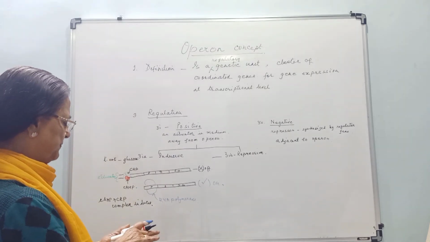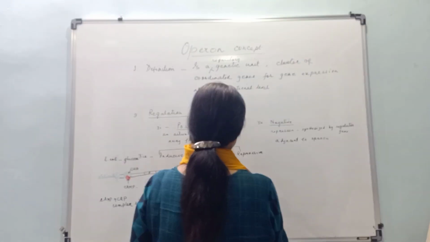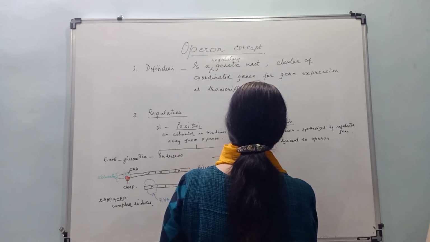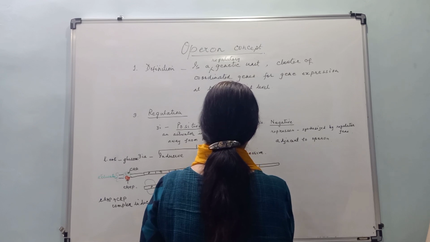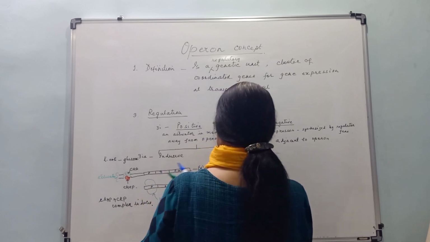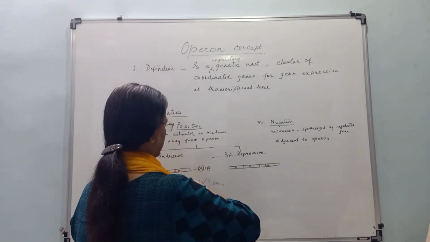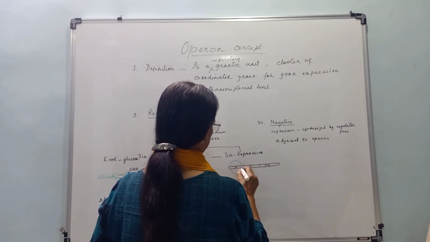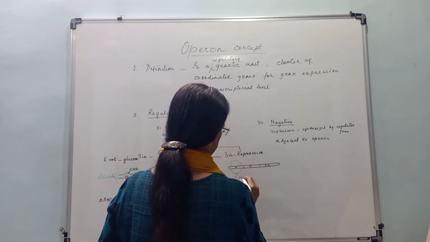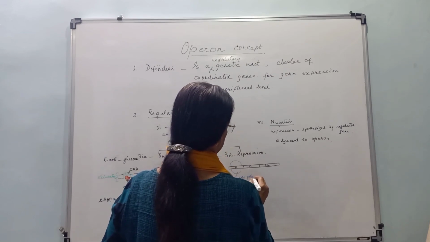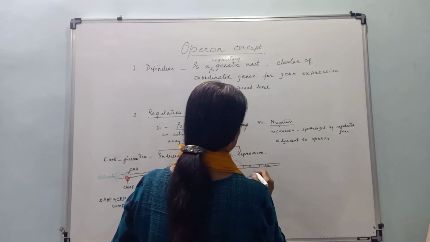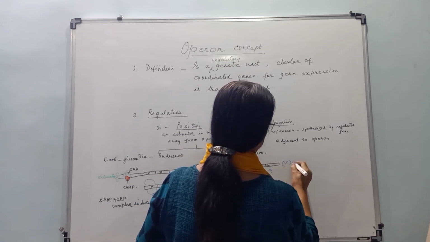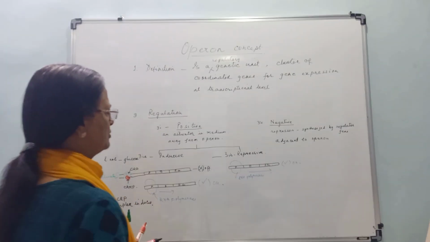In repressive, the transcription remains on because the RNA polymerase is attached to the promoter and is synthesizing protein, and it is on. Generally, it remains on.